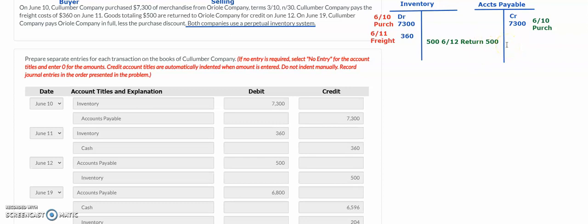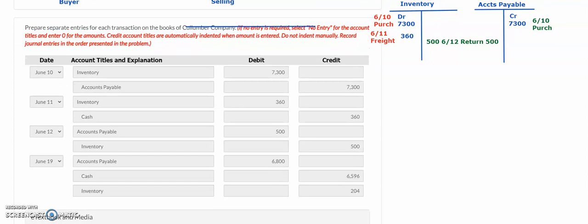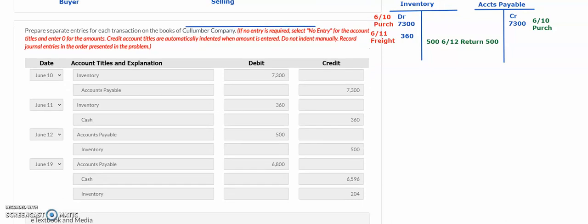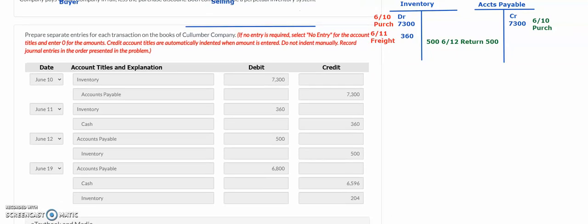Lastly, on June 19th, Columber Company is going to pay Oriel Company in full, less that purchase discount. Remember, in the first transaction, we became informed that there was a 3% discount. The time between June 10th and June 19th is within 10 days, so they get to take advantage of this discount. I'm going to scroll down a little bit so you can see this part of the problem.